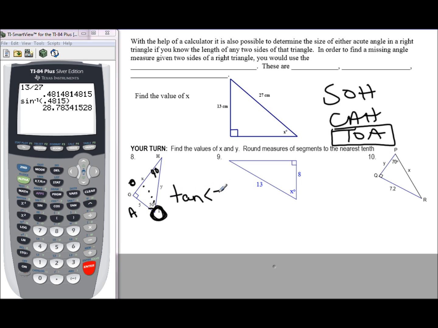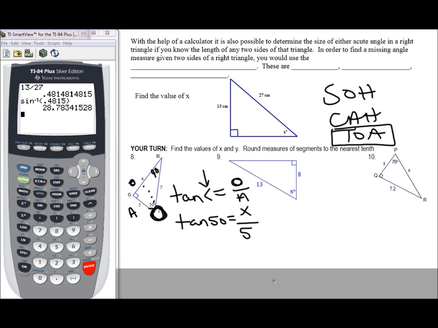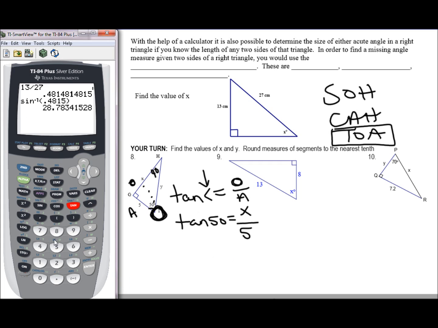The tangent function says the tangent of an angle is equal to the opposite side of that angle to the adjacent side of that angle. Now we just fill in the blanks. Tangent of the angle, which is 50, equals opposite to that angle, which is x, over adjacent to that angle, which is 5. We want to figure out what the tangent of 50 is, so tan 50 equals 1.192. That equals x over 5.